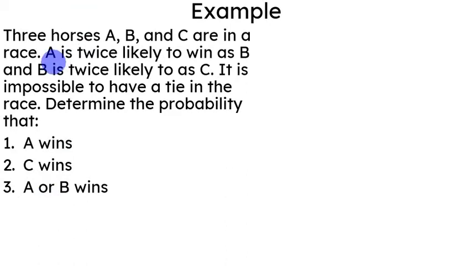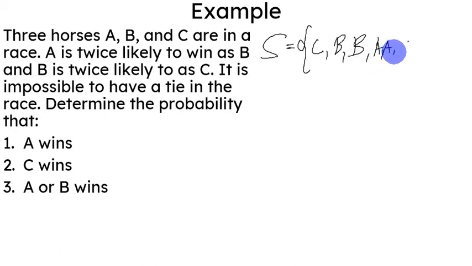Alright, so we have three runners in a race, so that will be our sample space: A, B, and C. A is twice as likely to win as B, and B is twice as likely to win as C. So that would mean if C wins once, B wins twice as likely as C, and A will win twice as likely as B. So we can set it up like this.